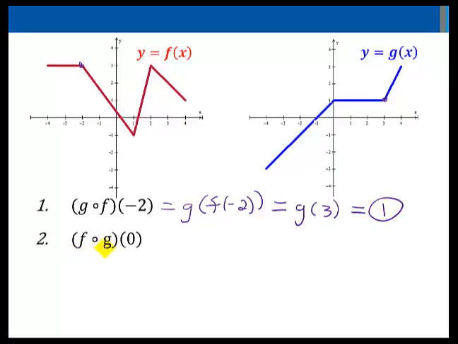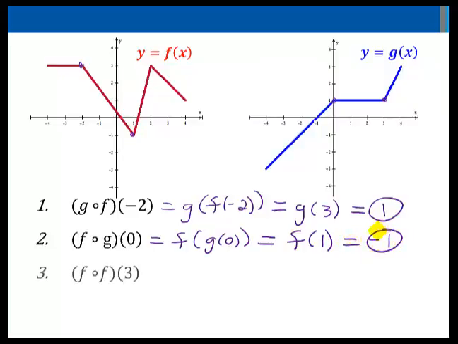Next, let's find f composed with g of 0. Same thing as f of g of 0. Starting with g of 0, I look at the graph of y equals g of x, and when x is equal to 0, y is equal to 1 here. So I'll now need to find f of 1. To find f of 1, I look at y equals f of x. When x equals 1, y is equal to negative 1. So that's the answer to the second problem.